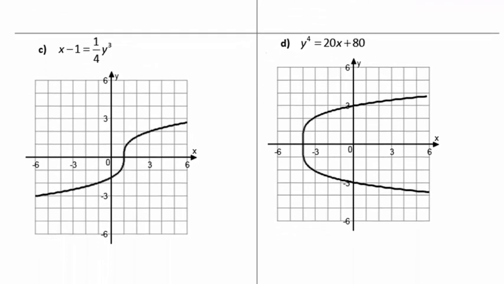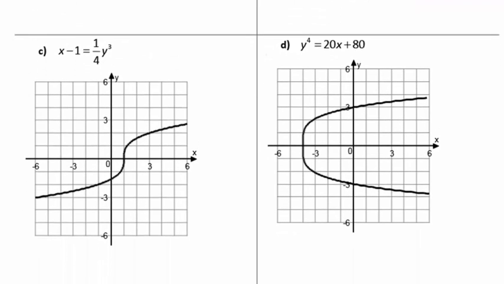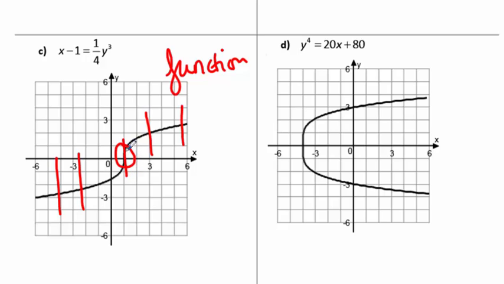Part C, if the equation is x minus 1 equals 1/4 y cubed, you can see that you can have tons of vertical lines that go through okay. This one is a function. Now if you're worried about this area right here, a vertical line can still pass through it once. It has a very, very steep slope, but it is changing. So this one does still pass the vertical line test.